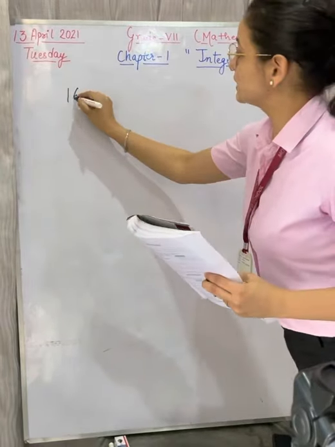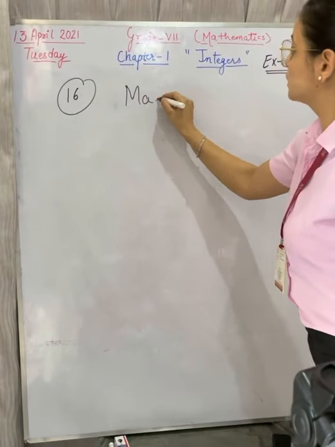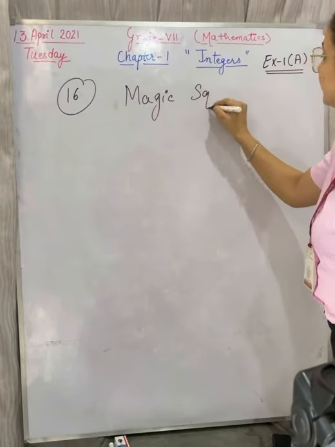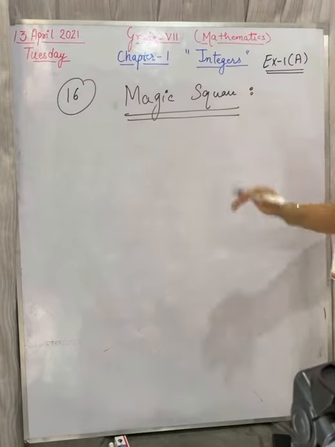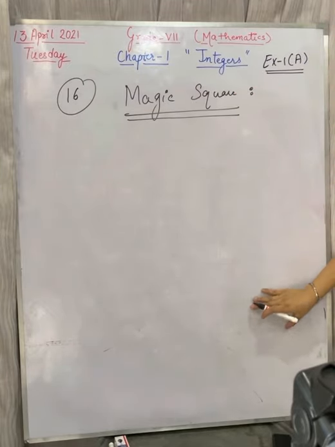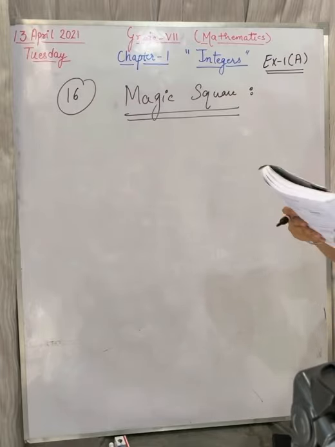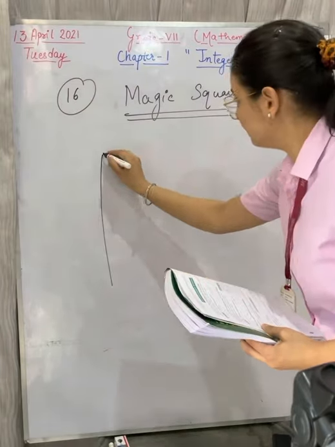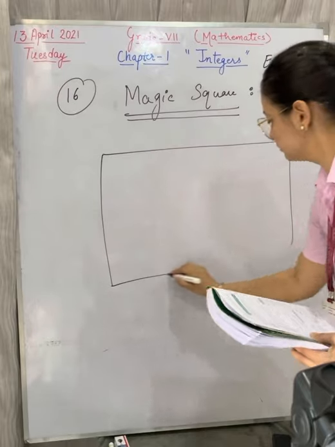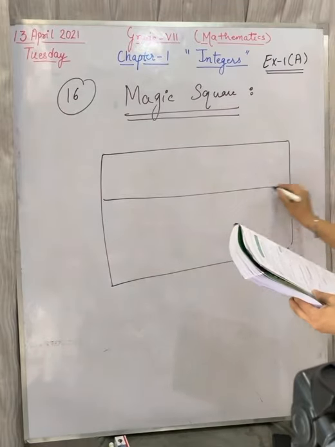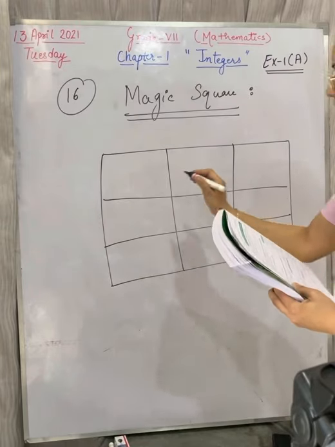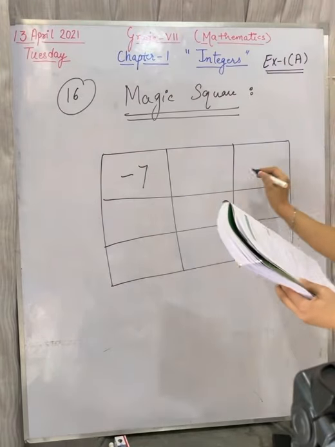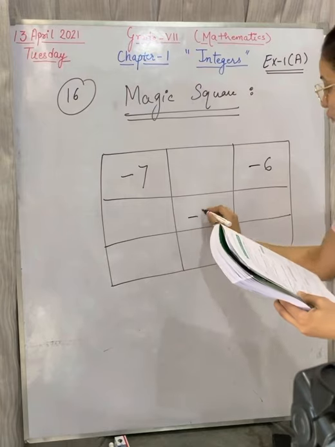The 16th question is based upon the magic square. Please look here properly. I'll send you PDF and videos, but you must understand the concept of this. This is a magic square given to you. 3 values are given: -7, -6, -4.